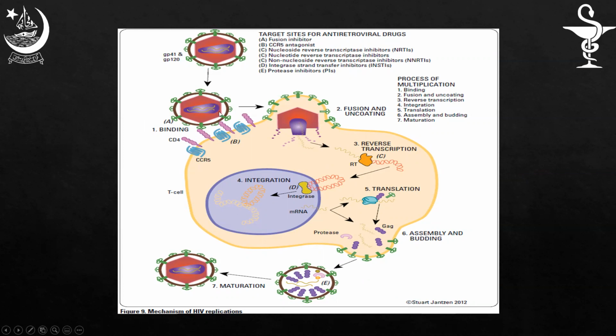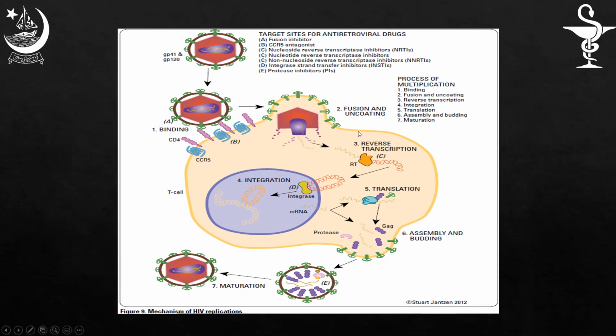Next, we have the CCR5 antagonists. These drugs prevent the virus from entering the target cells by blocking the CCR5 receptor. An example of a CCR5 antagonist is maraviroc.